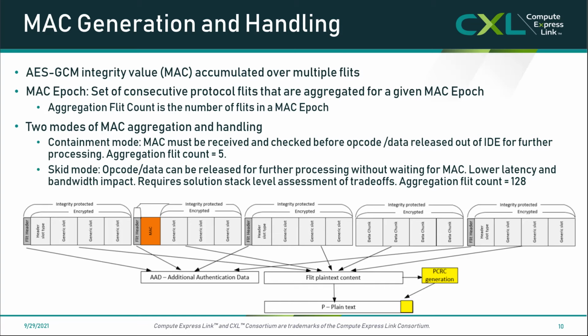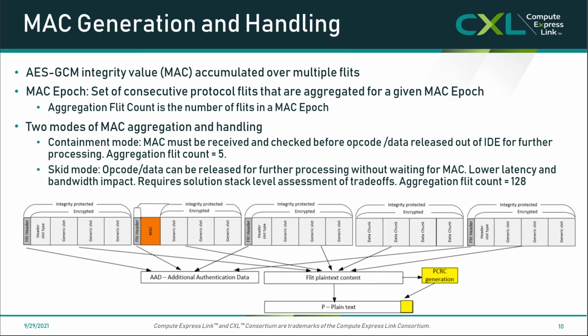In case of containment mode, the idea is that the receiver must receive all the flits, must receive the MAC, and check the MAC before any of the data or the opcodes in the flit are released for further processing. What that means is that the receiver is going to buffer these, waiting for the MAC to be verified. So in the case of containment mode, the aggregation flit count is set to 5. It gives us a good balance between how much bandwidth overhead is needed for transmitting the MAC and what the latency and buffering requirements are on the receiver side that's going to wait for the MAC to show up. And since the flits are never released till the MAC verifies, this mode gives you the best security.